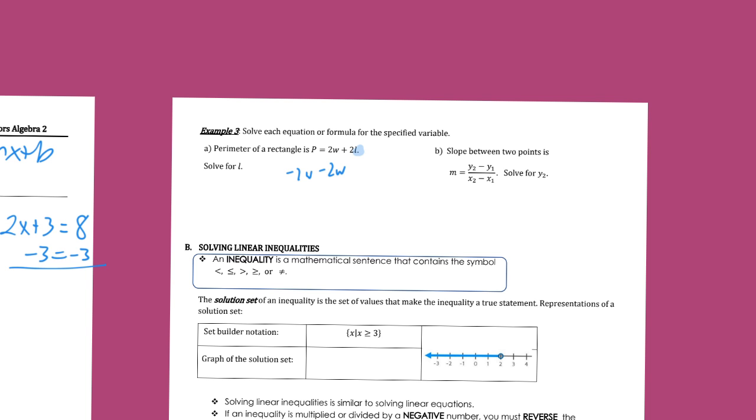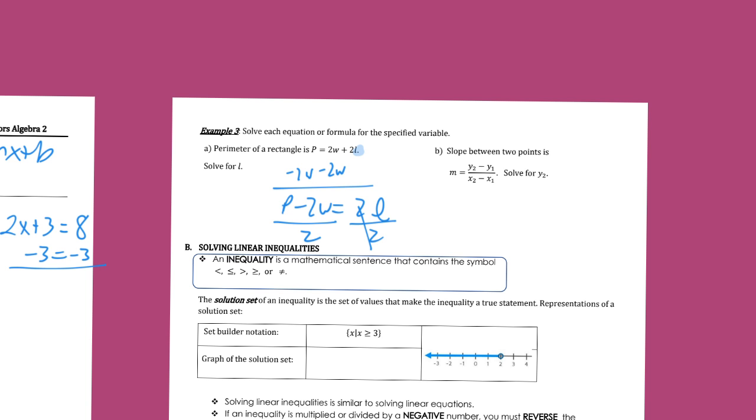So we subtract 2w from both sides. You get p minus 2w equals 2l. Then to get L by itself, divide by 2. You can either divide each term by 2, then you get a half p minus 1w, or you can put the whole thing over 2.